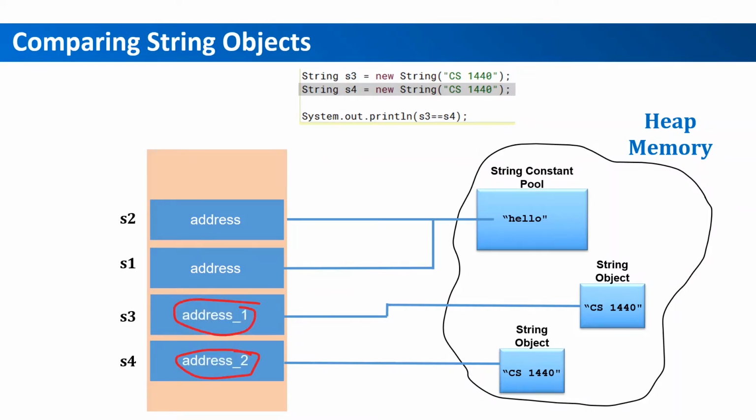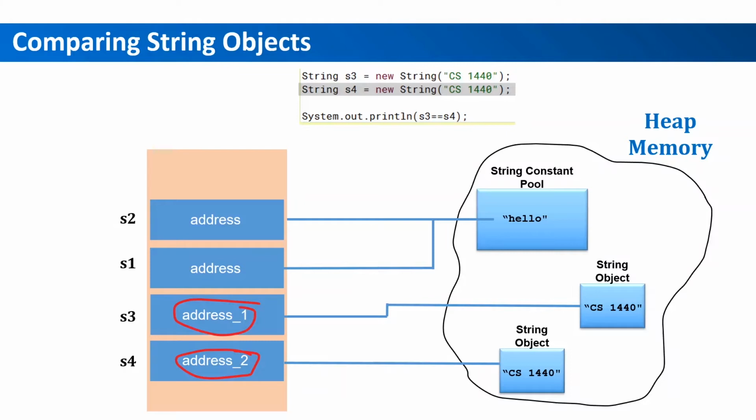And that's why when we ask if the string object s3 is equal to s4, what really happens is that Java compares the addresses in the stack memory. Since they are two different addresses, it returns false, even though the string object contents in the heap memory are identical. So as a rule of thumb, if you want to compare the contents of two string objects, you can't use the is equal sign. It will only work if you are trying to compare the addresses of the objects in the memory.